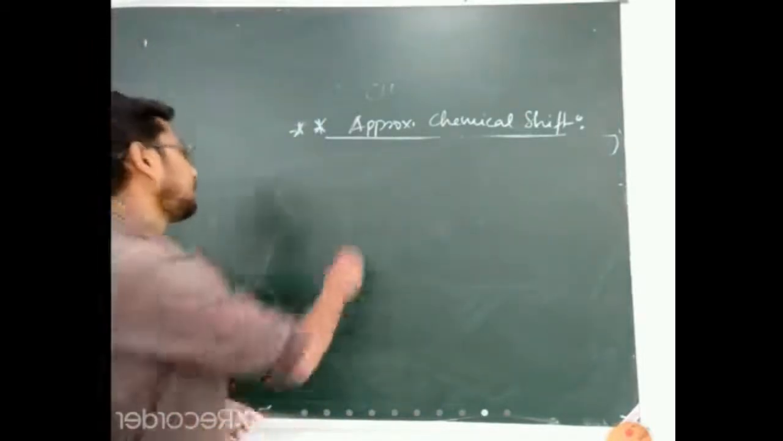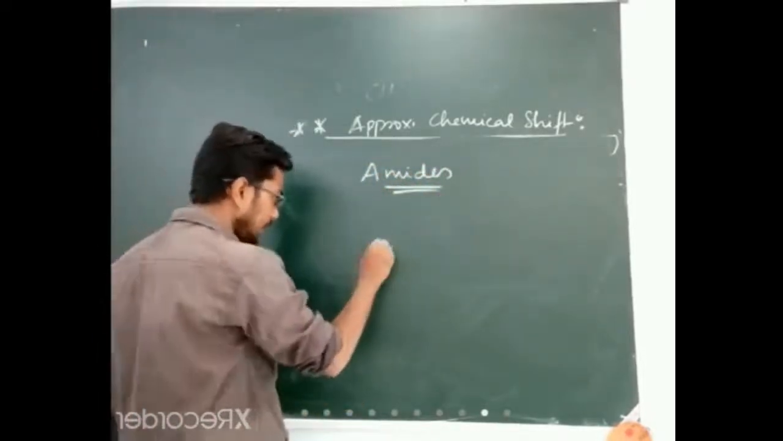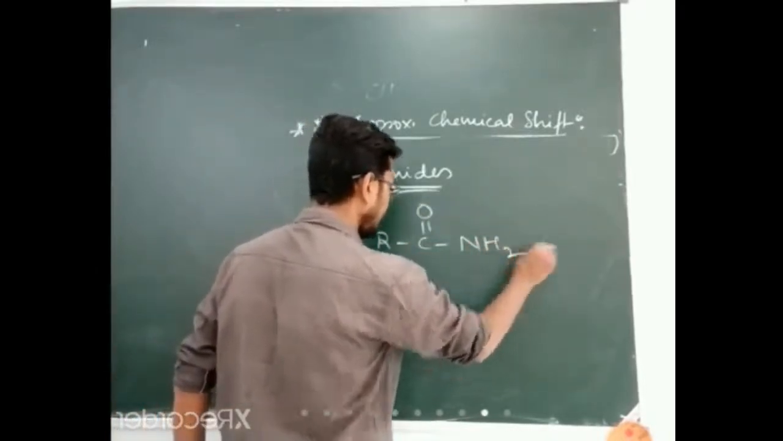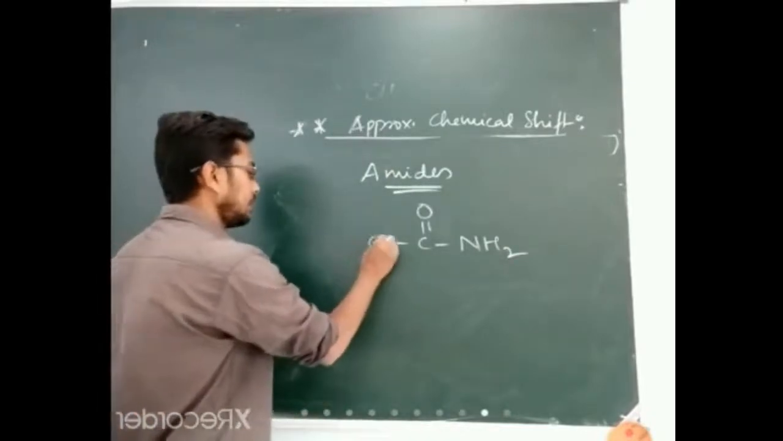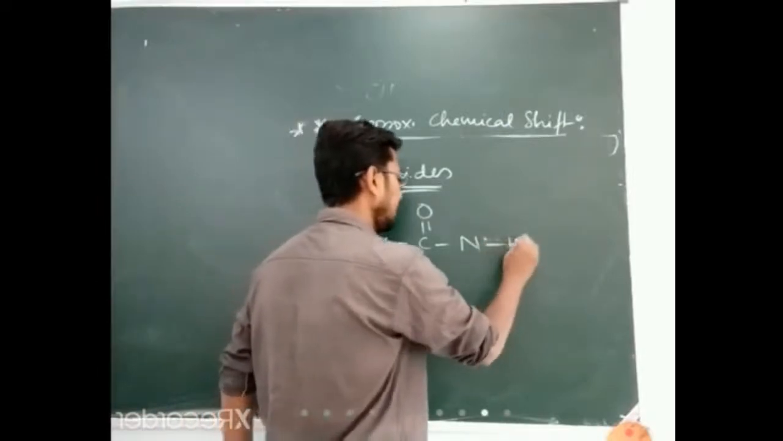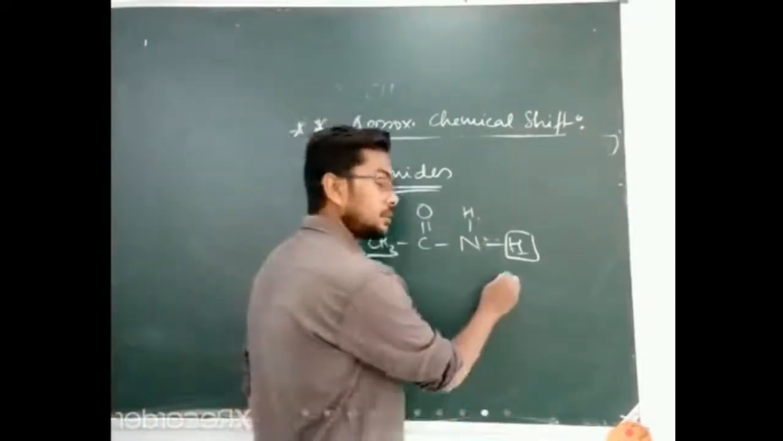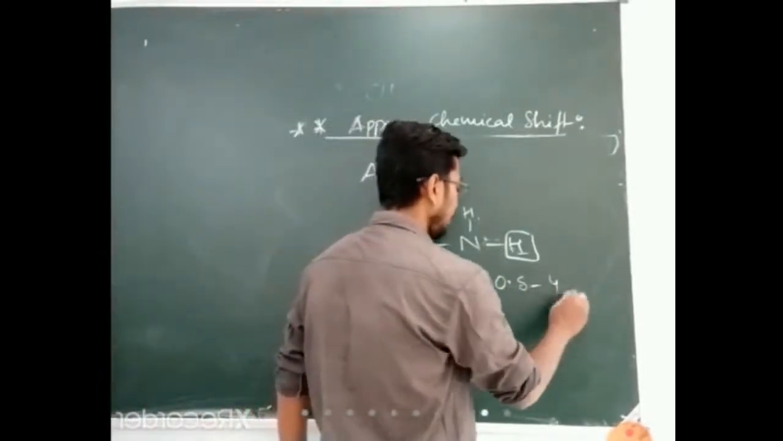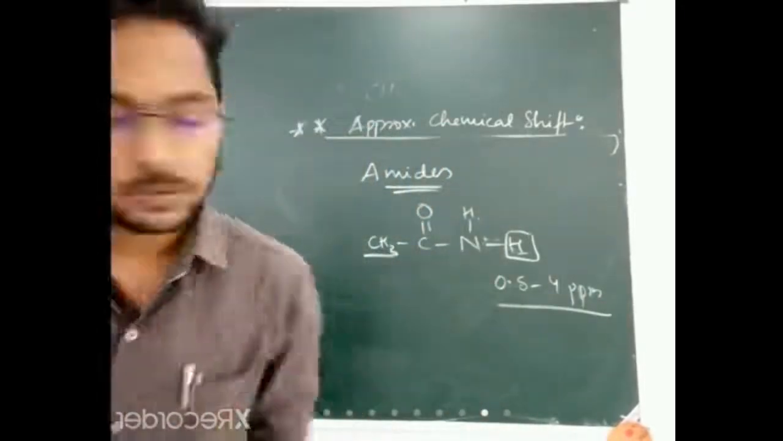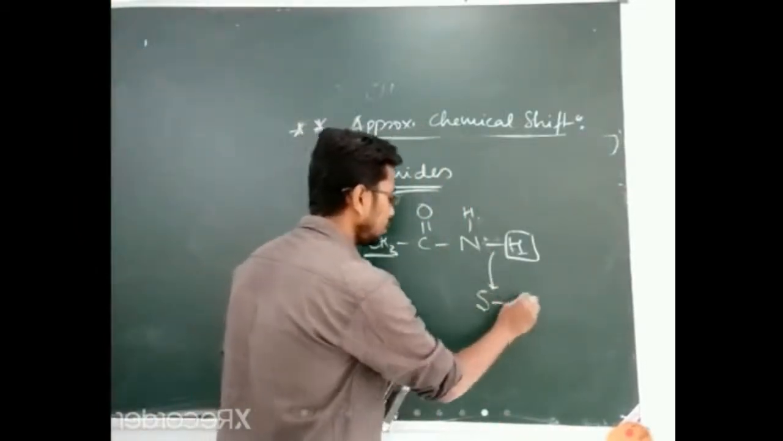Next is amides. So what are amides? These are amides. Here the NH peak, which in amine was coming at 0.5 to 4 ppm, in case of amides will come in 5 to 9 ppm.